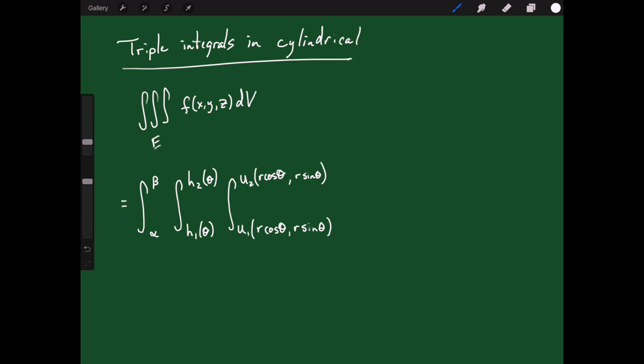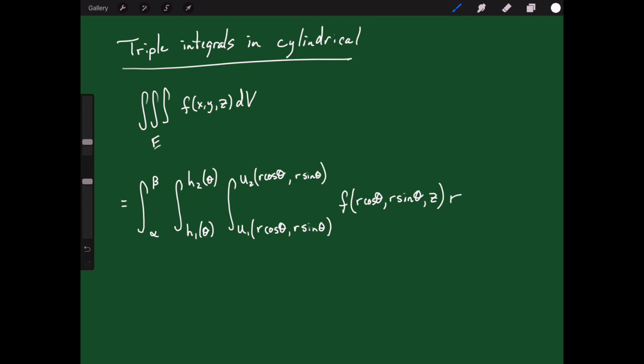Then I have f of x, y, z inside, but that will change to a function of r cosine theta, r sine theta, and z just stays z. And then I have to remember that if I'm switching from rectangular into cylindrical, I have this extra r that needs to go inside. So I need to write in an r.